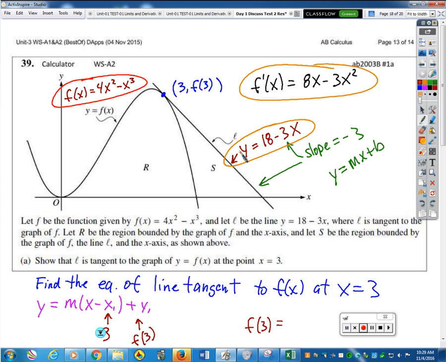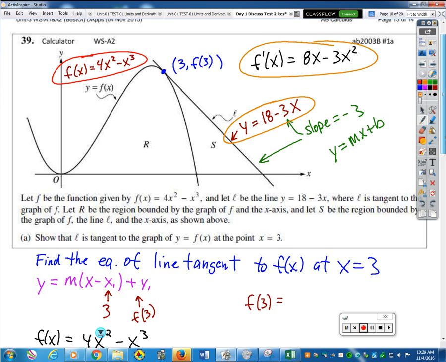It said, show that L is tangent to the graph of f. So show that this line is tangent. I told you to memorize that that means find the equation of the line tangent to f at 3. That's this line. So you're simply trying to find this line's equation. That's the goal of the problem.